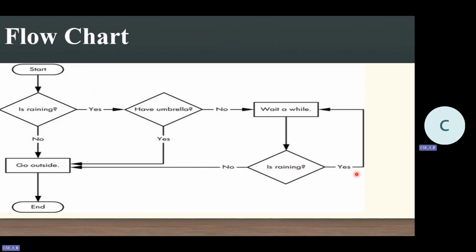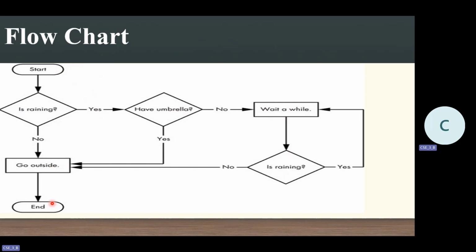Now if it is raining again, we are going to wait for a while, and again check if it is raining. If it is not raining, then we can go outside. So what is the other option? If we have an umbrella, then we can easily go outside. Once this task is over, we reach the end.